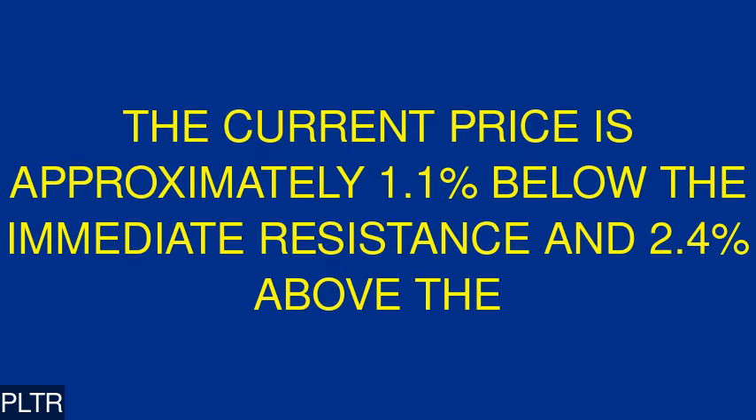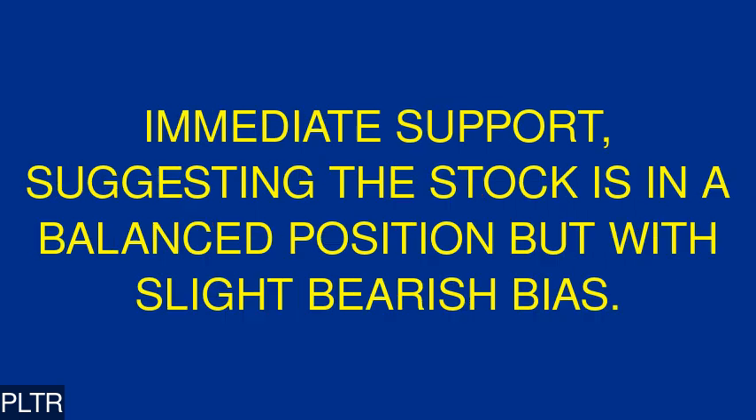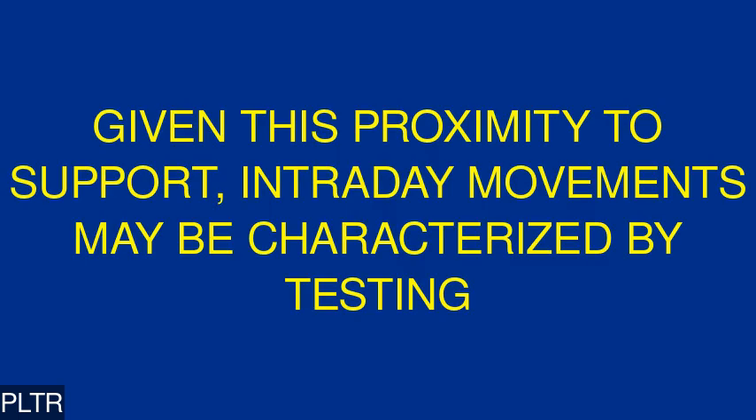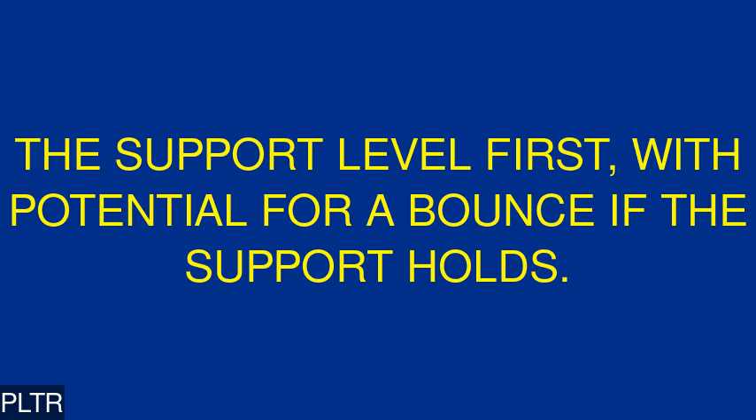The current price is approximately 1% below the immediate resistance and 4% above the immediate support, suggesting the stock is in a balanced position but with slight bearish bias. Given this proximity to support, intraday movements may be characterized by testing the support level first, with potential for a bounce if the support holds.